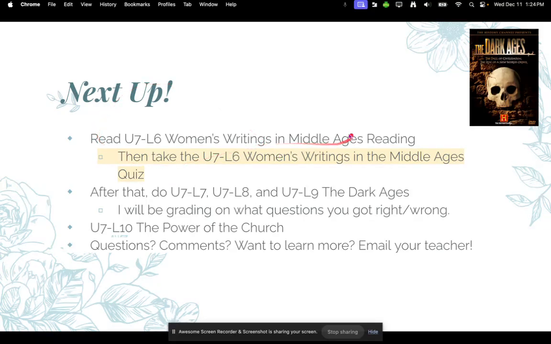What you need to do first is click on the reading link. It'll take you to a document. Read it first, then go on and take the U7-L6 Women's Writing in the Middle Ages quiz. The quiz is about the reading.